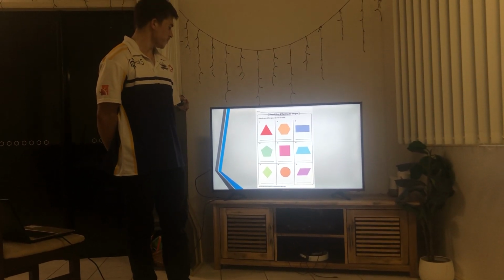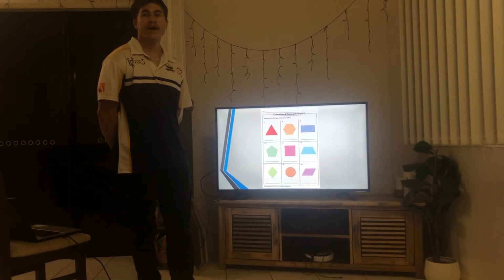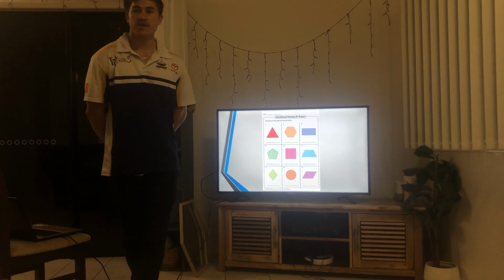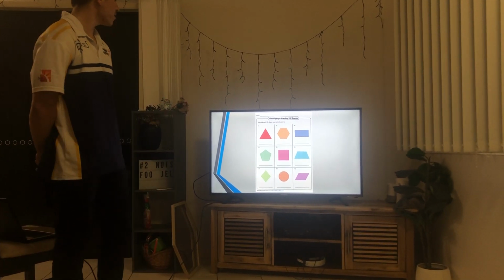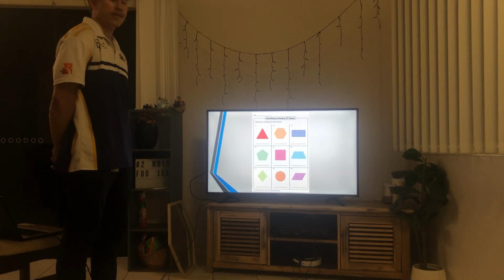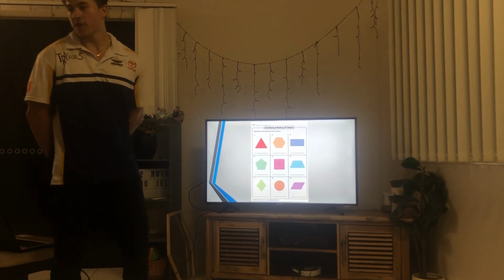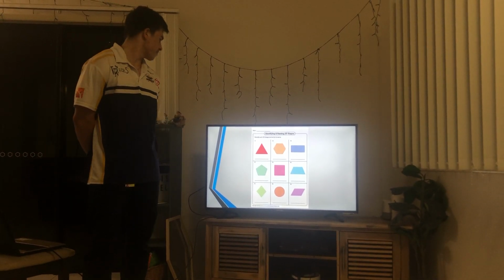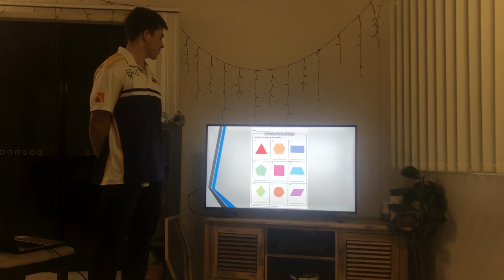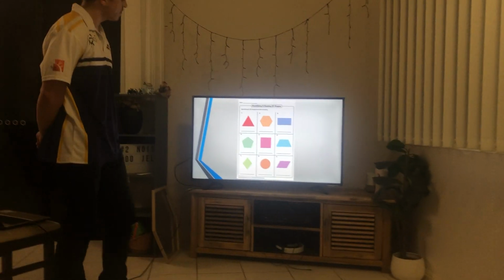Now, like question 2, it's kind of the same, but has fewer sides and corners. Now, you can tell me what shape this one is. Noah? Yep. That is a pentagon. You are correct. Number 5.